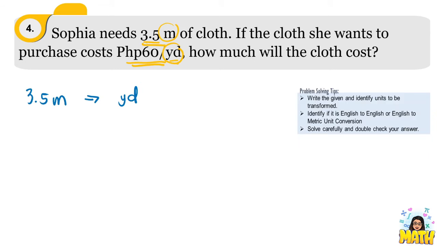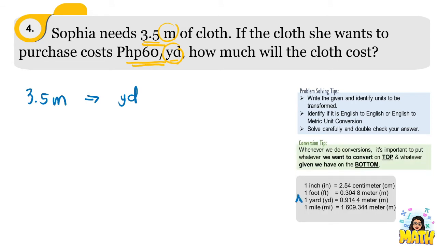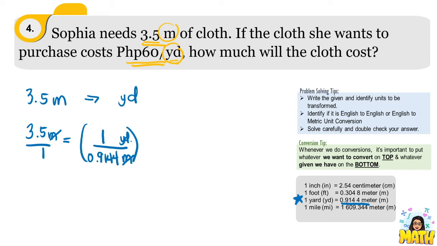Ayan na yung given natin. That is metric to English. And tingnan natin alin dito yung magagamit natin. We have 1 yard that's equal to 0.9144 meter. So let's use that. Using the given 3.5 meters, multiply that to a fraction wherein yung nasa top yung gusto nating unit, nasa baba yung given, and we know that 1 yard is 0.9144 meters. So here, 3.5 times 1, that's 3.5, divided by 0.9144, so that will be 3.83 yards.